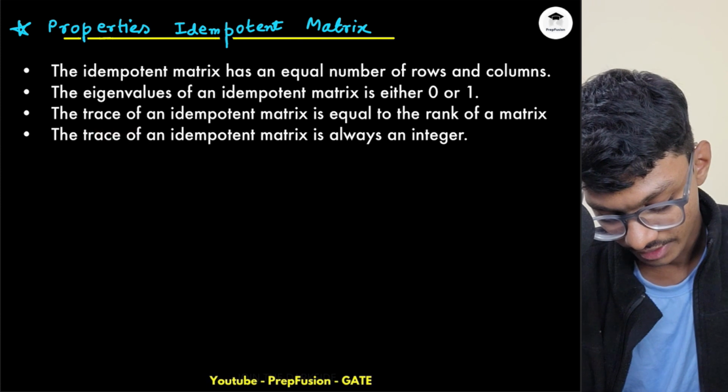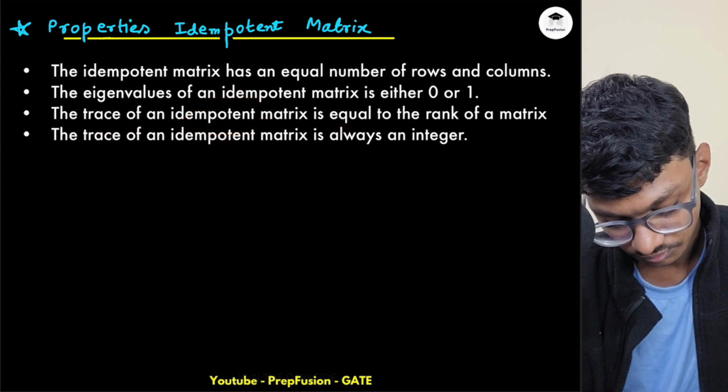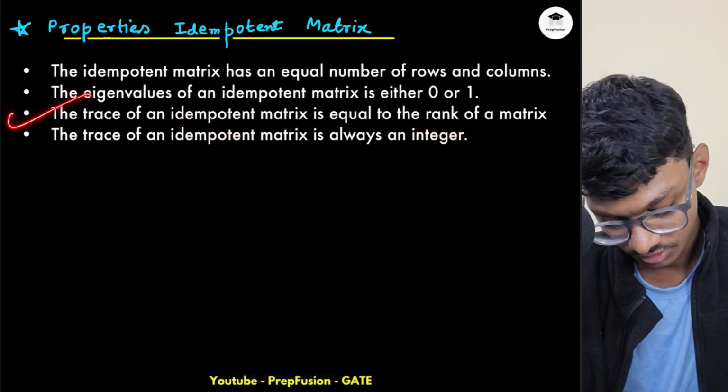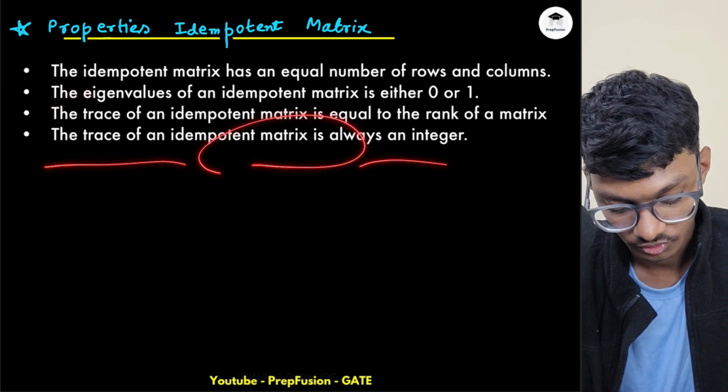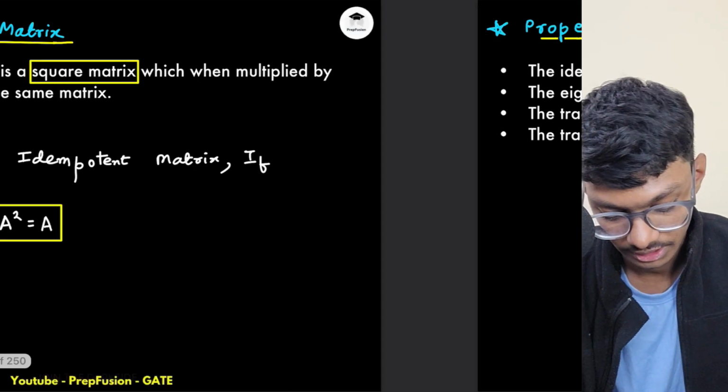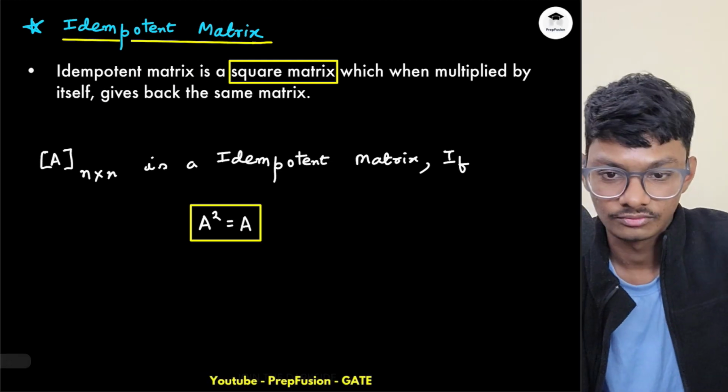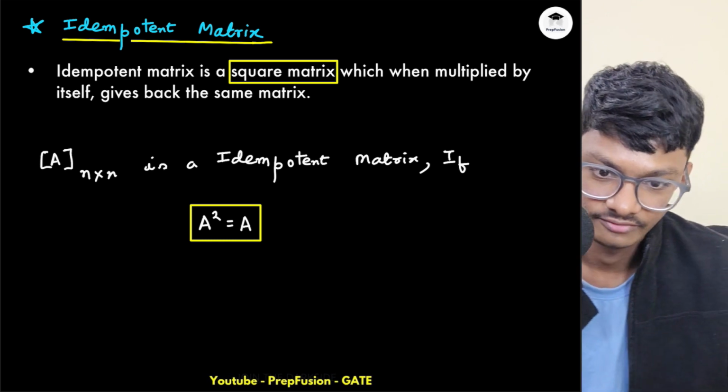The trace of an idempotent matrix is equal to the rank of the matrix. We'll also learn about this. The trace we already know, right? And the trace of an idempotent matrix is always an integer. Okay, I am not taking an example, we don't have enough time anymore.